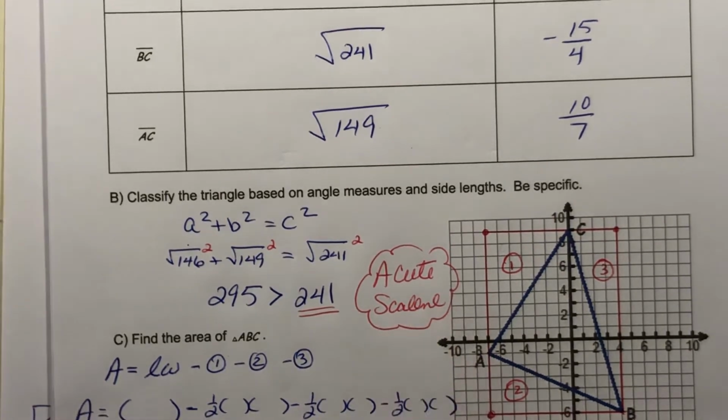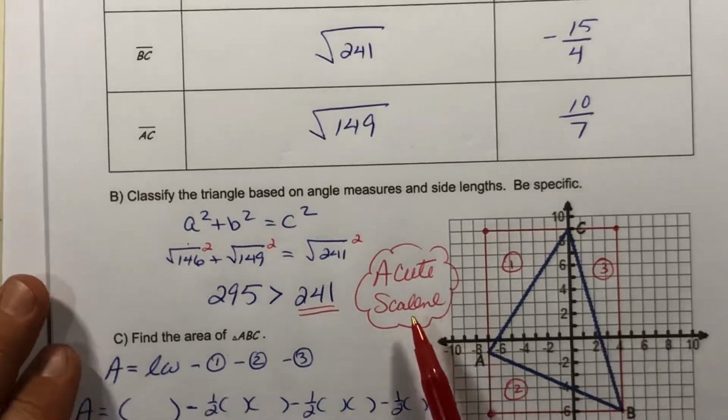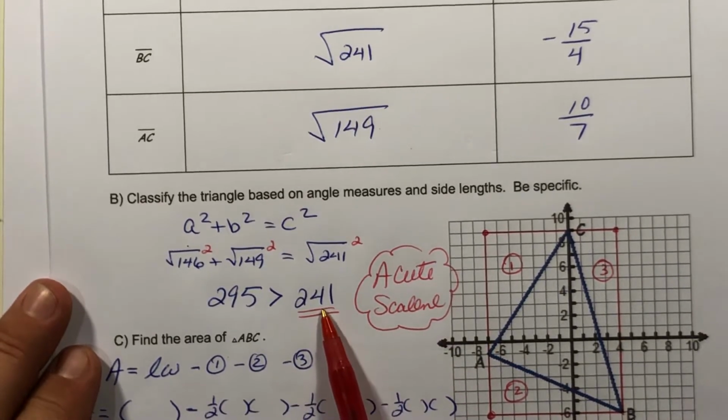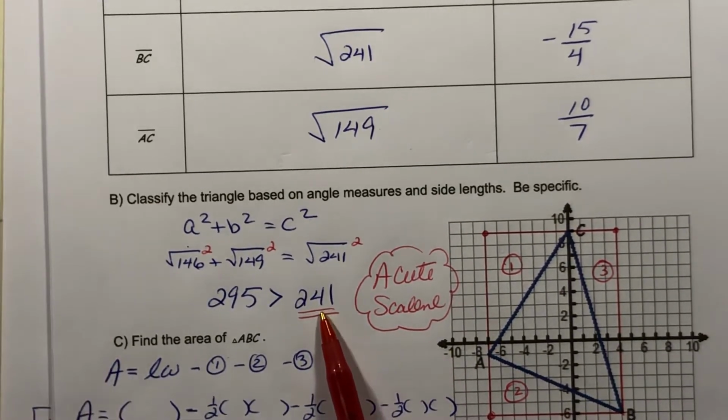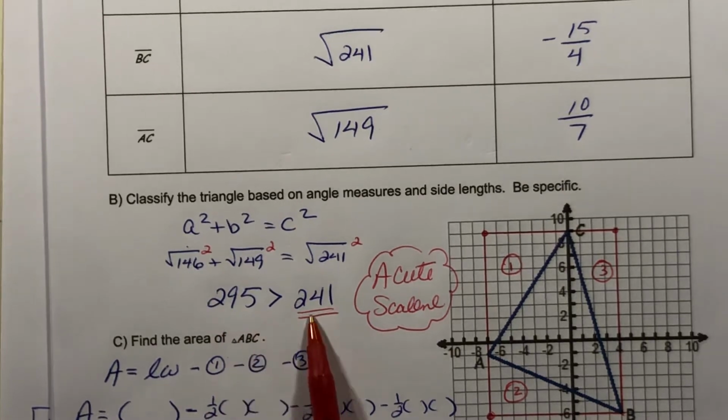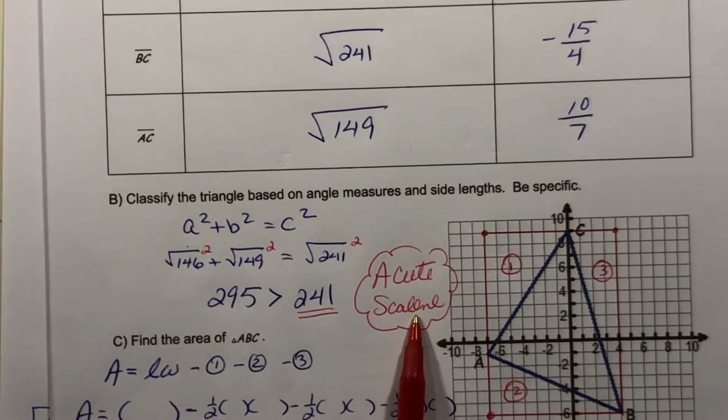Again, you can check all these answers out on Google Classroom. I'm just trying to speed this up for a shorter video. We end up getting a c squared value that is too small compared to a squared plus b squared. Therefore, it is an acute scalene triangle.